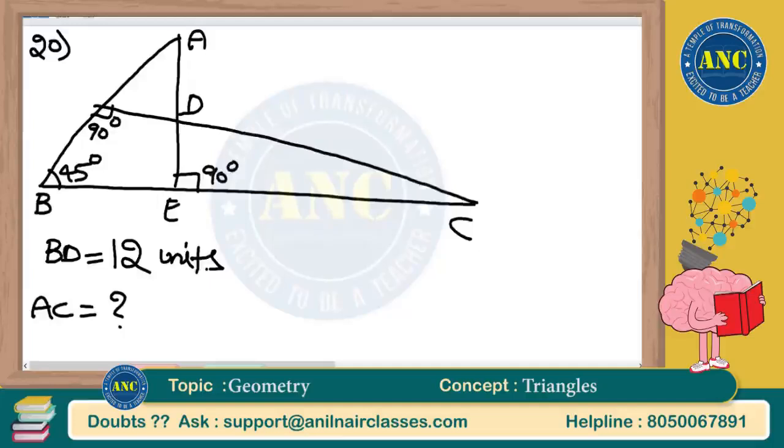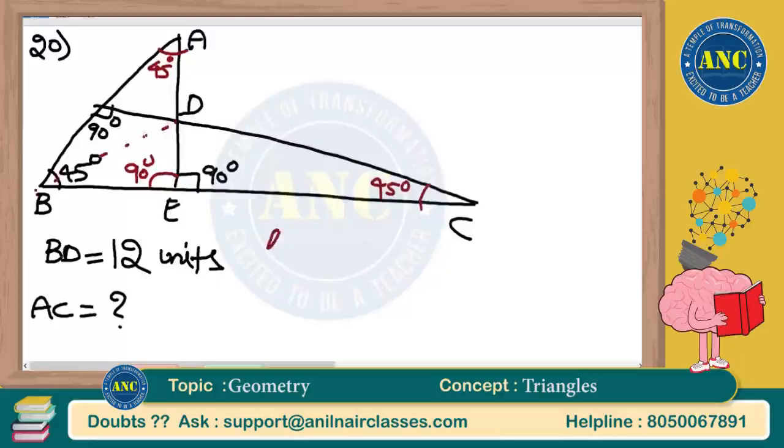Another beautiful question, sir. This is 90 degrees and it is 45. If it is 90 and 45, this is nothing but 45. If it is 90, this is also 90, and 45, so this is also 45. 45, 45, 90. Suppose, what is BD?